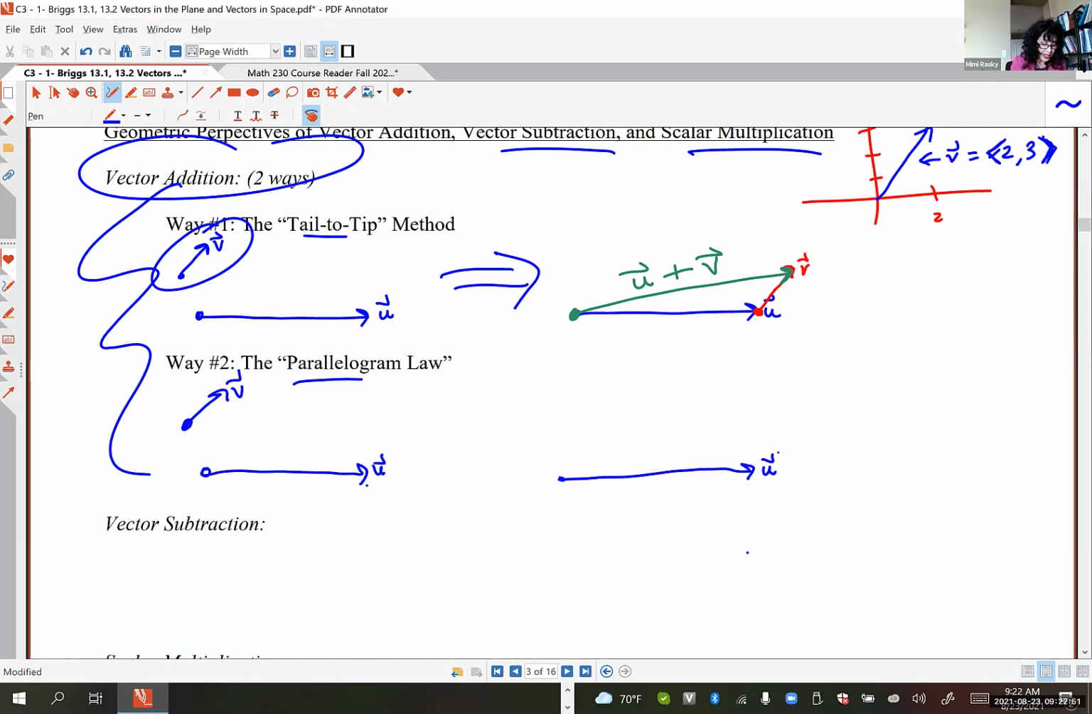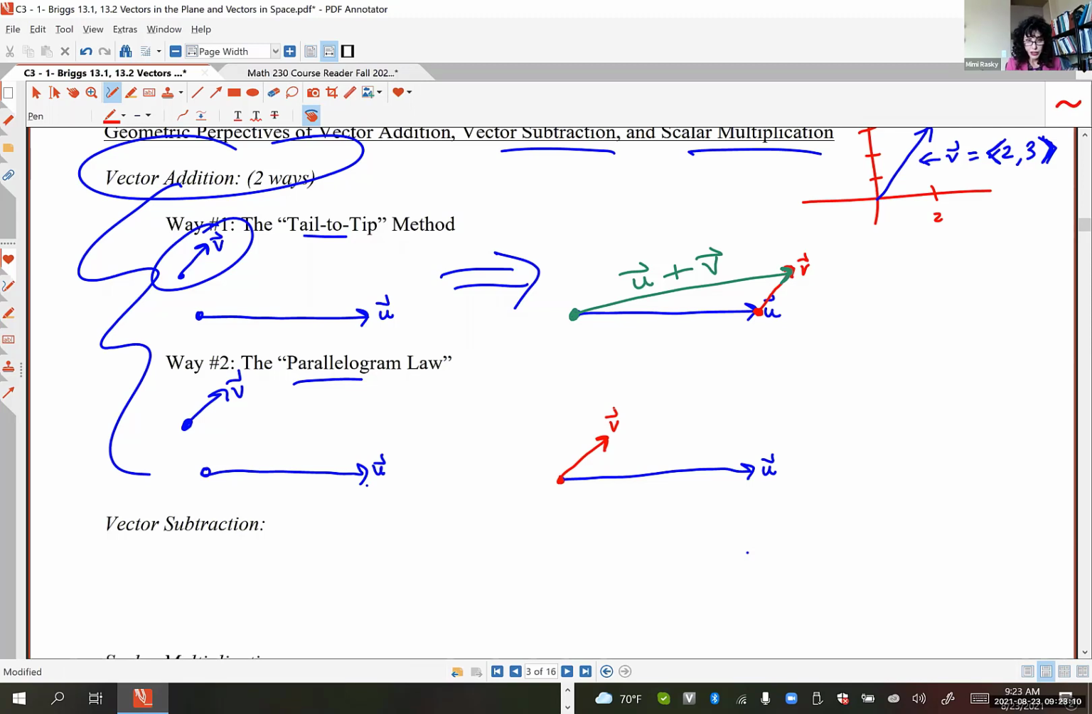Fine. V, I'm going to move v where his tail is right on top of the tail that u has, so their tails are touching. I'm going to maintain the integrity of v. He's still pointing in the same direction, and he still has the same magnitude, length. Well, now what?